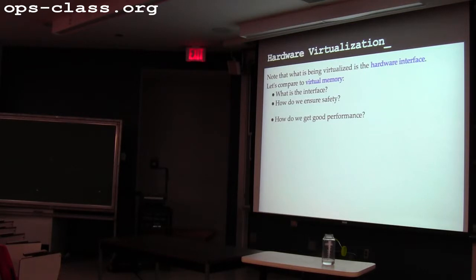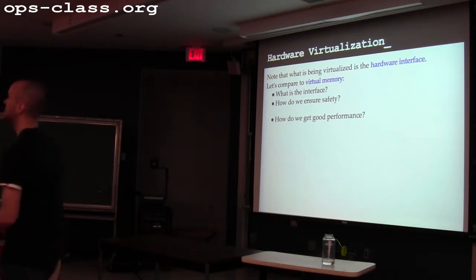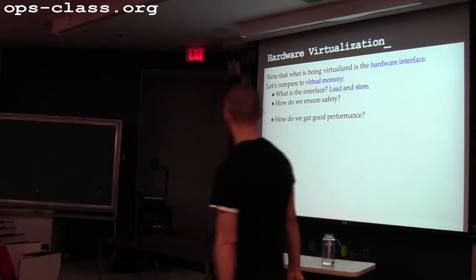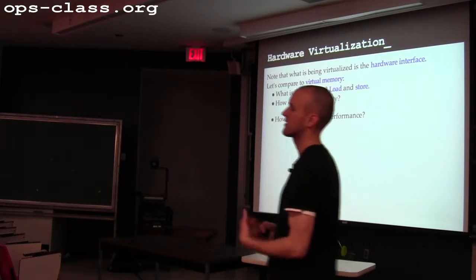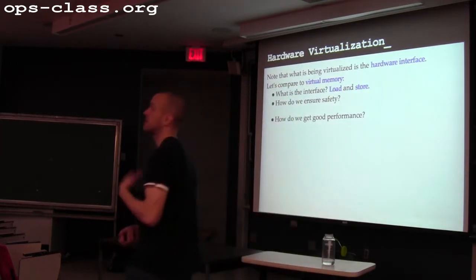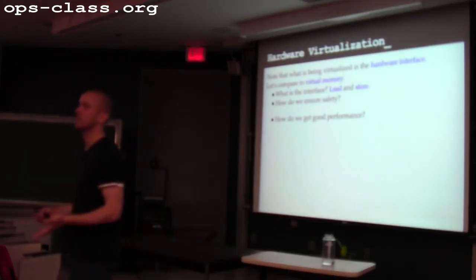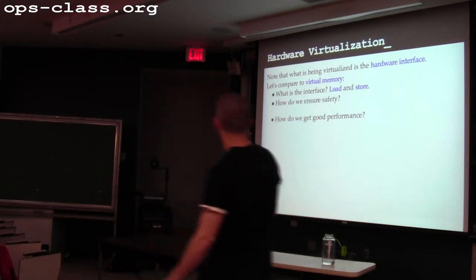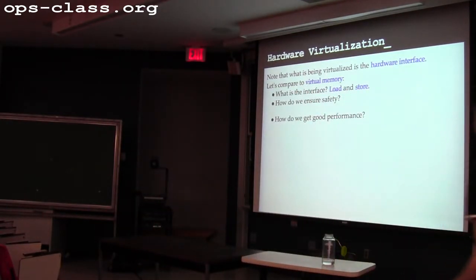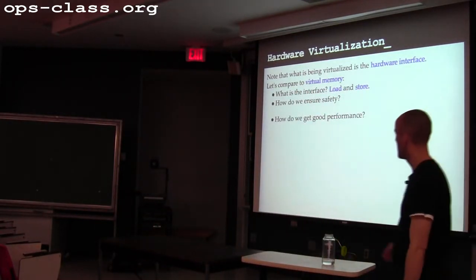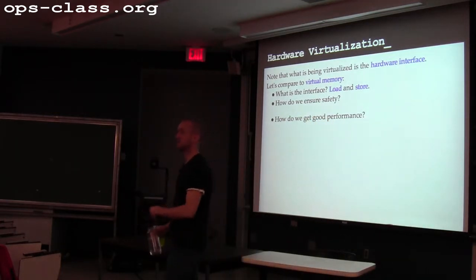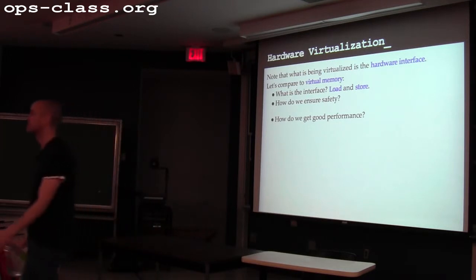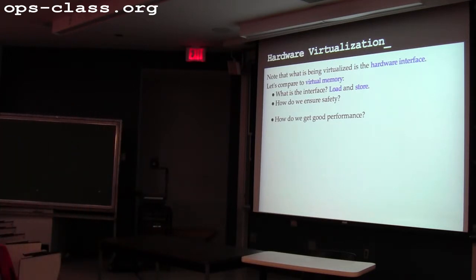Okay, who remembers what the memory interface is? The interface to full hardware is the full instruction set. For memory, it's load and store. Simple. Load word, store word. Different instruction sets have different collections of instructions that modify memory, but basically they're loads and stores. Put and get. How do we ensure safety for virtual memory? One of the reasons for virtualizing this is to be able to provide isolation. So how do we ensure that this is happening safely?